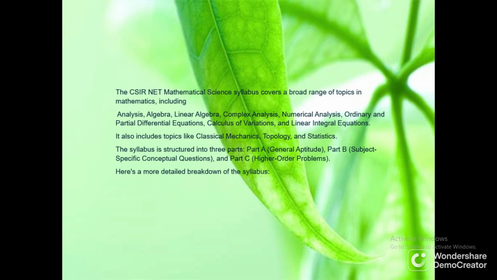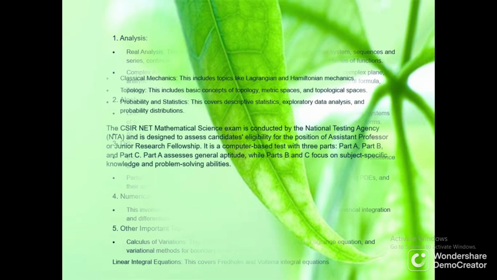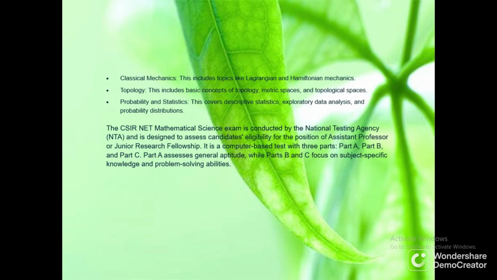The syllabus is structured into three parts, as I have already discussed. Part A is general aptitude, part B is subject-wise conceptual questions, and part C is higher order problems. I have already discussed the detailed syllabus, so I will not repeat that. The CSIR NET exam is conducted by the National Testing Agency, designed to assess the candidate's eligibility for the position of assistant professor or junior research fellowship.